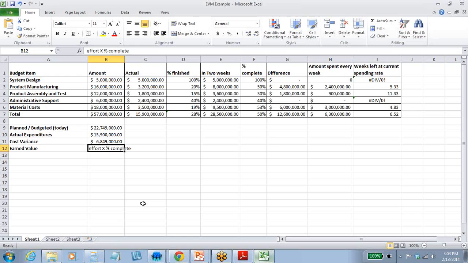That makes sense? So the effort that you put in, and then you multiply that by the percentage complete or the percentage finished of each one to find out the earned value of each task, and then you add that up completely. Is it going to be its own column? Yes, you can have another column for that one.